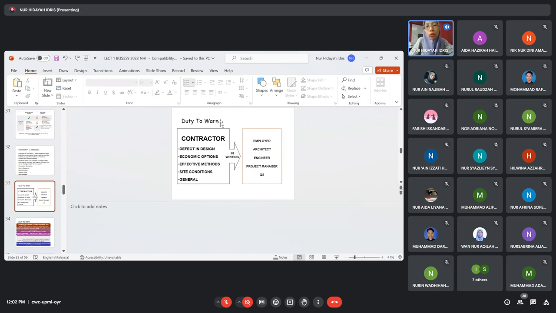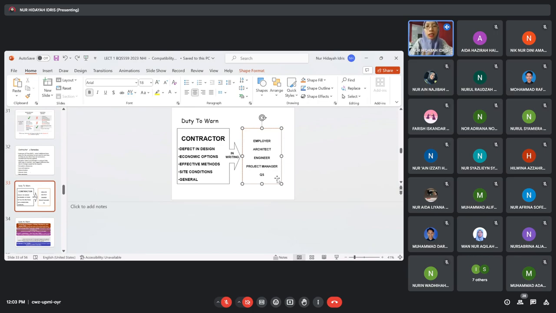Okay, so duty to warn tu, kalau dia nak warn, so it is advisable to be in writing. So disarankan, okay, untuk bagi dalam writing kepada employer, architect, engineer or project manager or QS. Okay, kenapa must be in writing? Because later on, ini akan release contractor daripada any blame later on. Kalau dia tak buat in writing, so mungkin akan ada, okay, drama whereby push and pull where employer kata contractor, contractor kata architect, architect kata engineer, engineer kata contractor, contractor kata project manager, contractor kata QS. So akan ada this kind of drama. So to avoid, whatever you do, you must do in writing, okay, duty to warn.